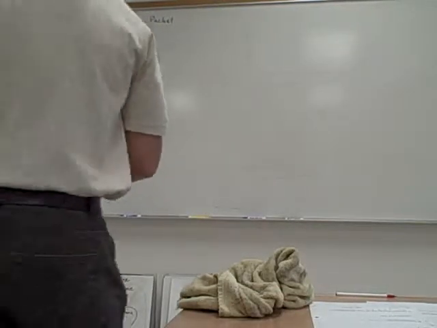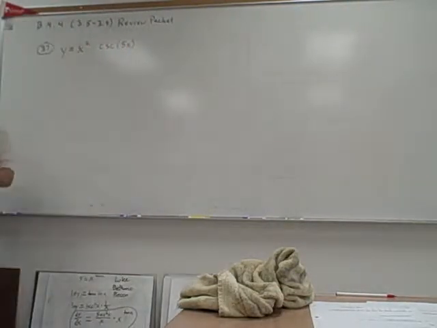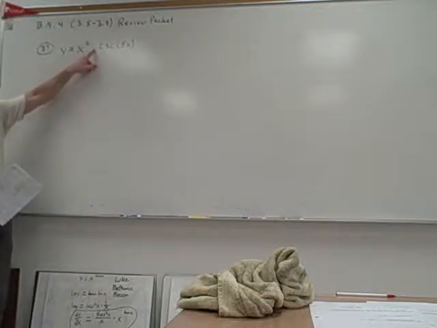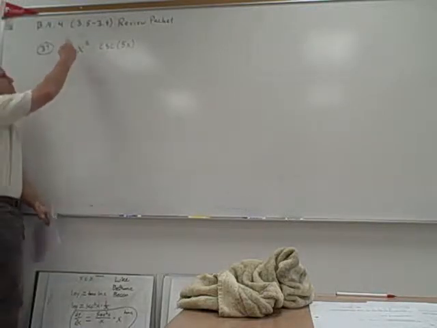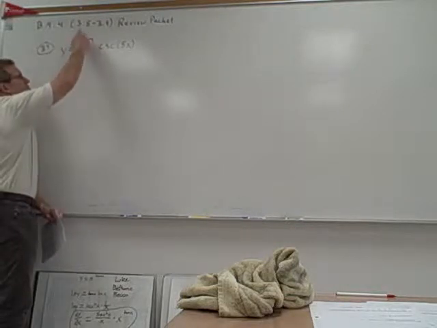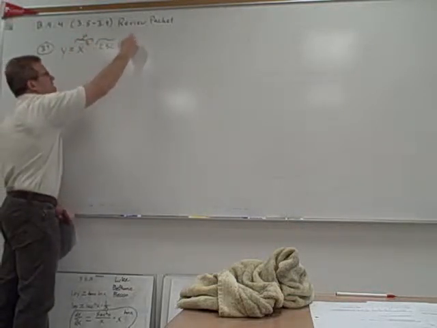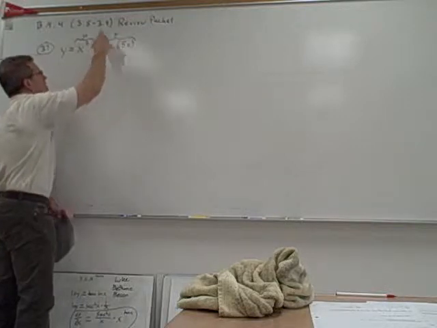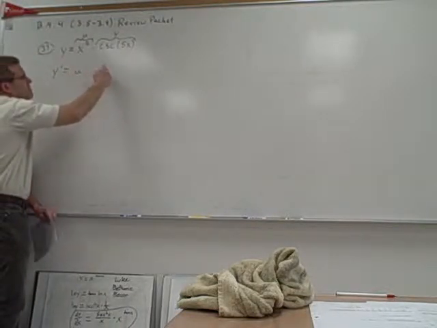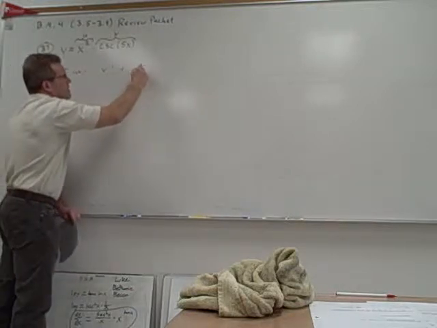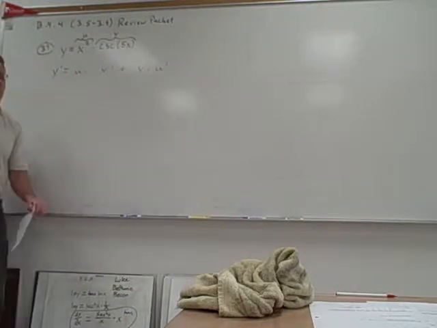All right, this is number 37 on the Benchmark 4 review packet. I see multiplication here, and I see a variable expression to both sides. So I'm going to have to use the product rule. For example, I'm going to call this u and this v. So my derivative is going to be u times v prime plus v times u prime, like that.